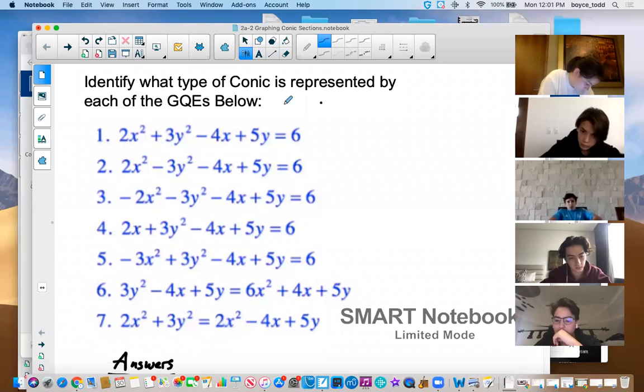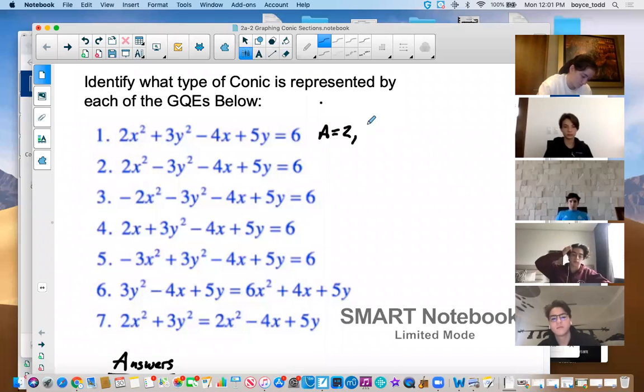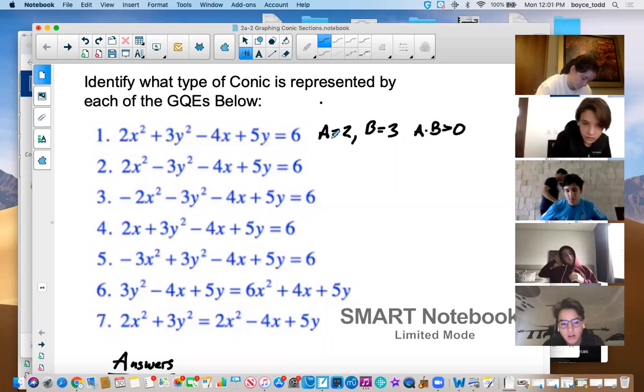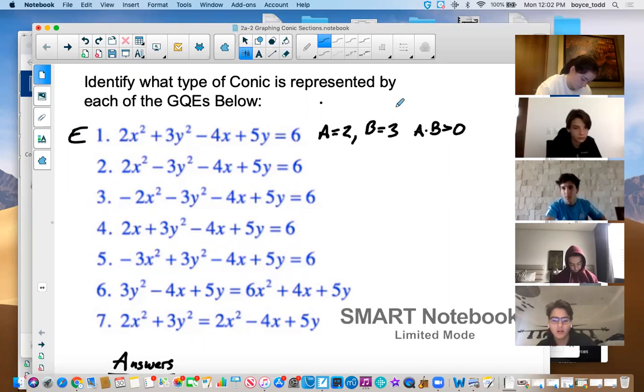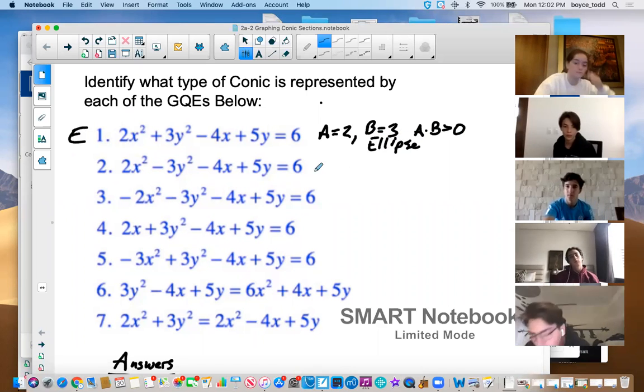So let me show you, let's go over the answers here. Remember when you do this for the quiz, you can just record, along with the number, an H or E or P or whatever it is. For this one, I see that A equals 2, B equals 3. So A times B would be a number greater than 0. So I know this one is an ellipse. I'll put it over here, and maybe write it here too, to be helpful for the notes.